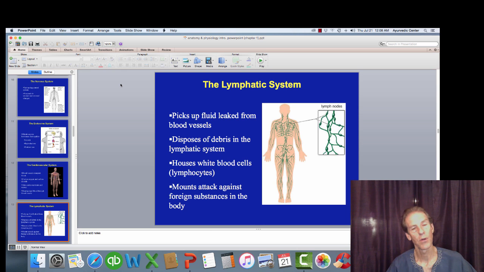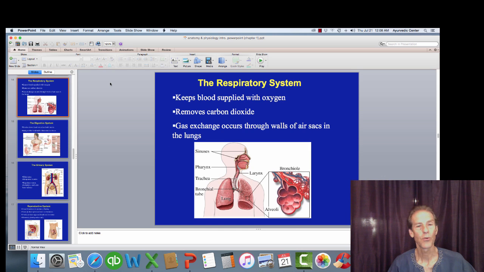It also houses white blood cells, and it mounts attacks against any foreign substances that are detected in the tissue beds of the body. The respiratory system keeps the blood supplied with oxygen. It removes carbon dioxide, and the gas exchange occurs in the very end pockets of respiratory distribution, called alveoli, little air sacs that are surrounded by capillaries, so that exchange can be very profound.